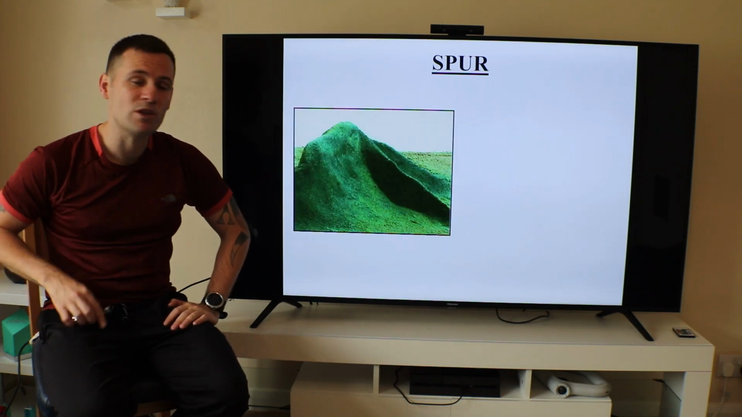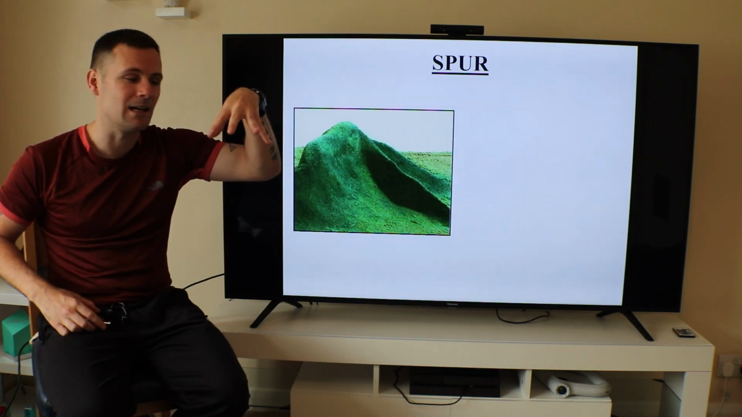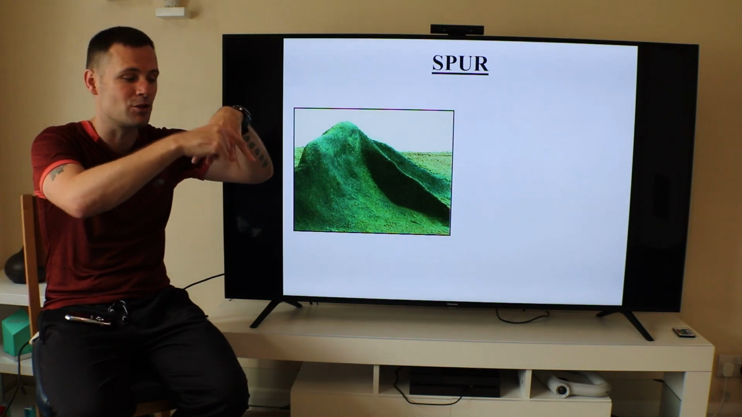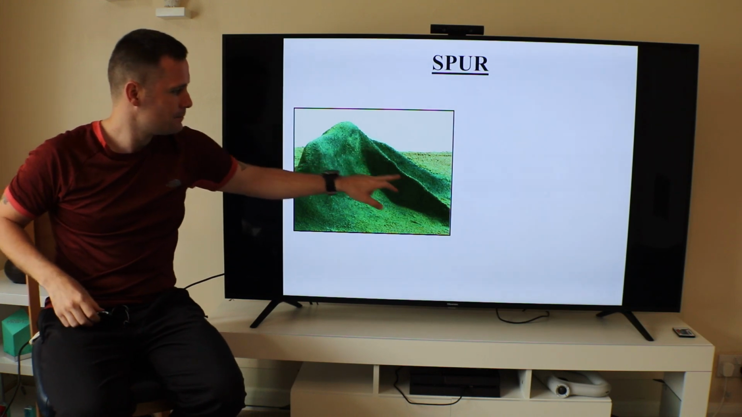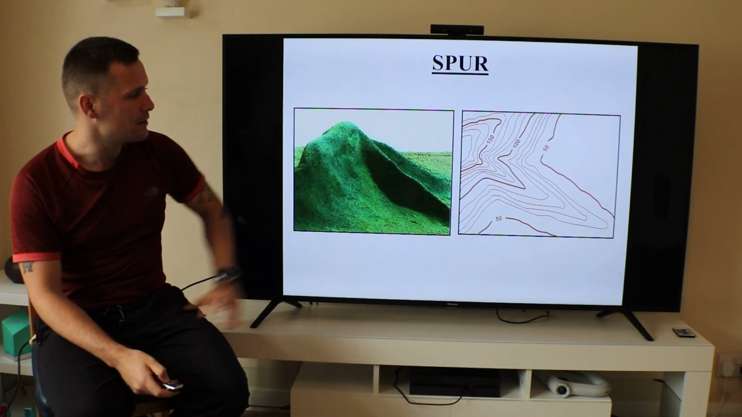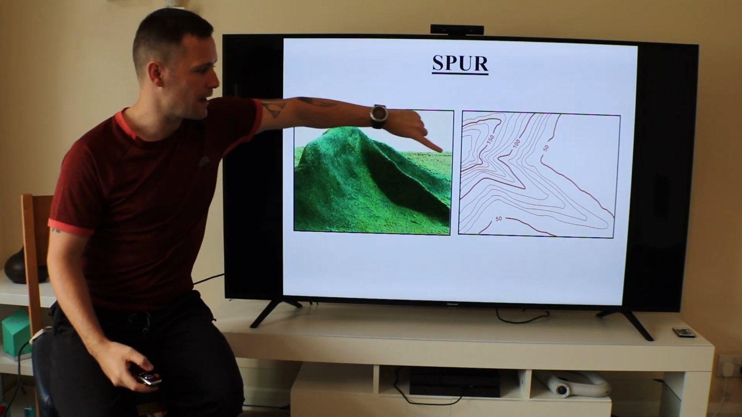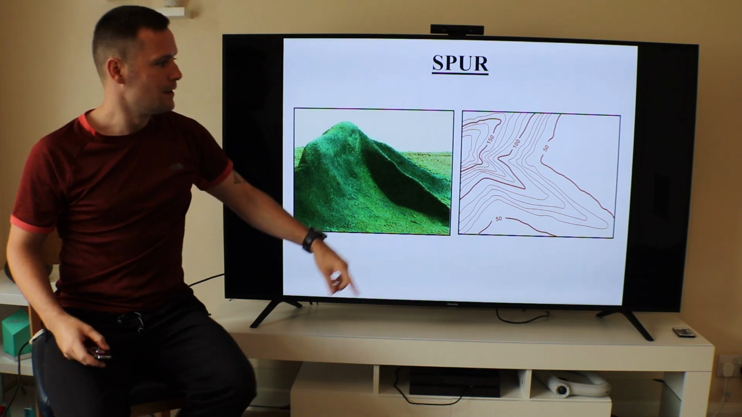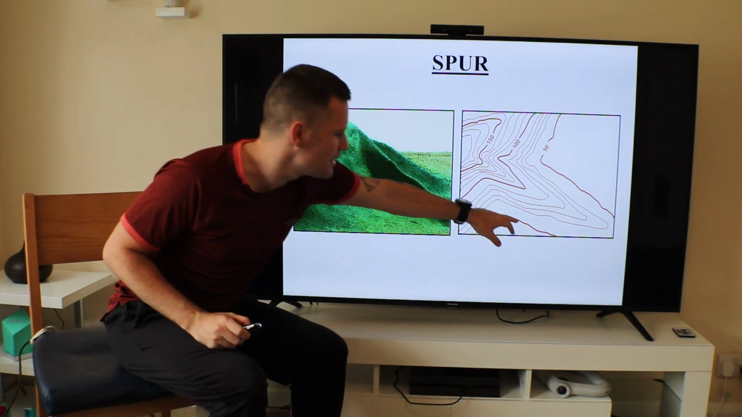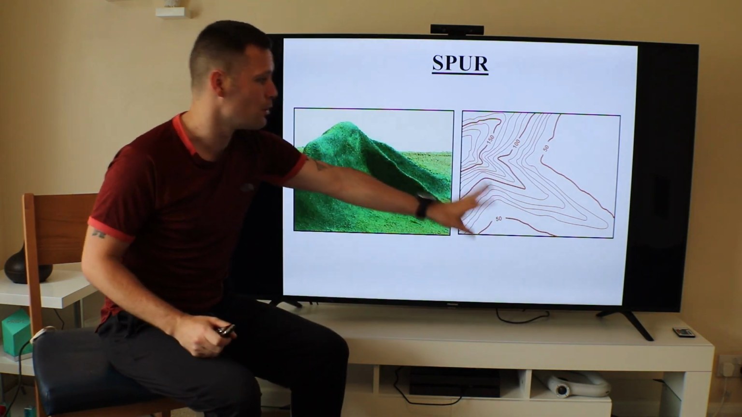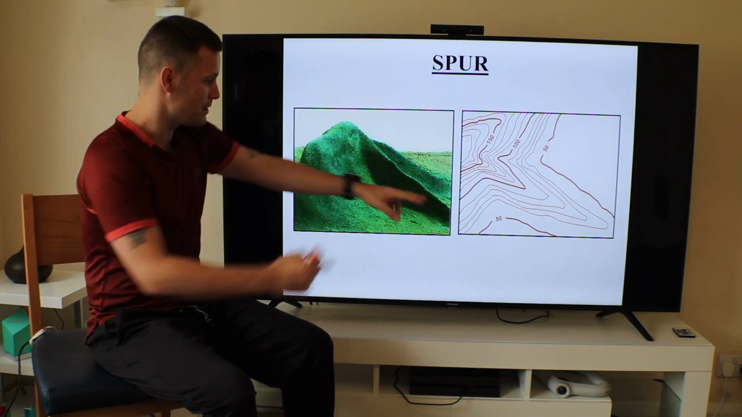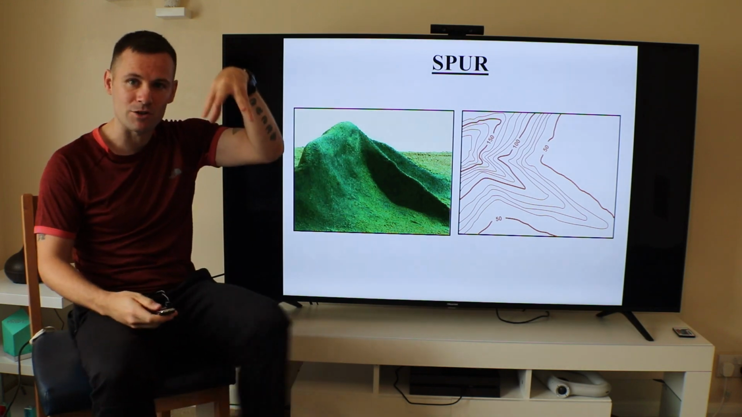A spur. How we talk about spurs, imagine your hands. Your hands are the hill and your fingers are spurs coming off. That's all a spur is. It's a finger coming off a hill. And you'll see the contour, it's just a finger coming off a hill. So all this 50, as you can see here, this index contour, it's all at the same height, but it's just a finger coming off the hill. And it's going like that, as you can see here. Just a finger, just imagine your hands.